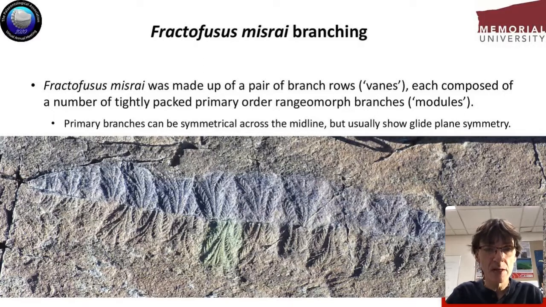Now, as we can see here, the primary branches can be symmetrical across the midline. For example, across from just to the right of the green colored primary branch, we can see that the two individual primary branches are symmetrical. But if you go to the left of that green colored branch, you can see that the symmetry across the midline very rapidly falls apart. So we definitely have glide plane symmetry in this organism.